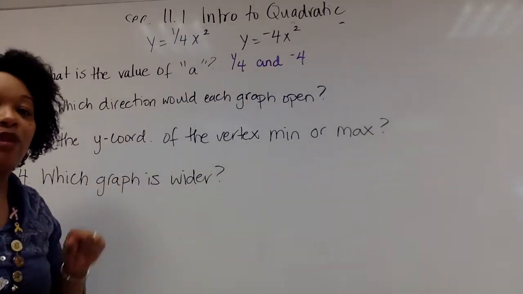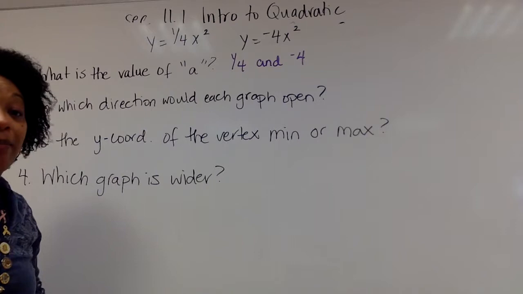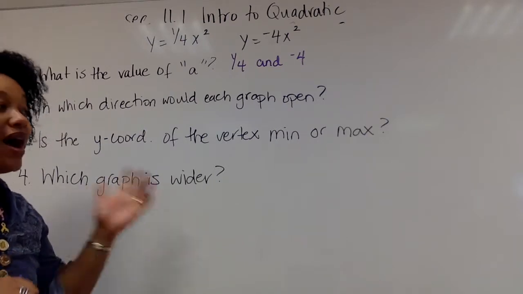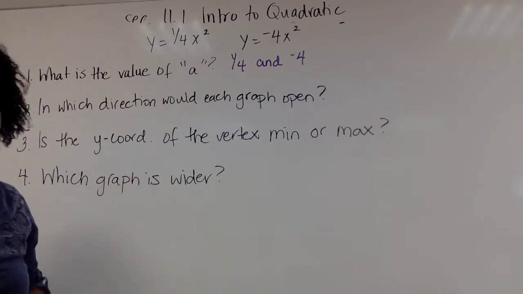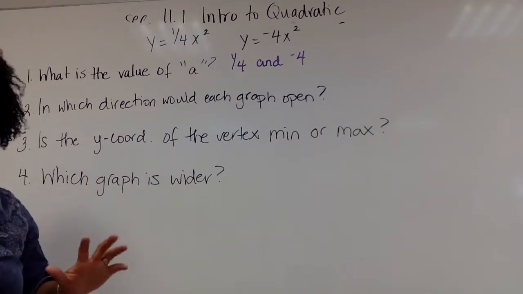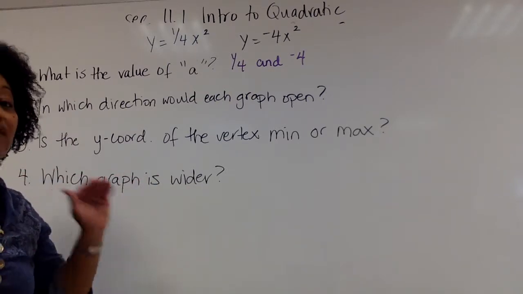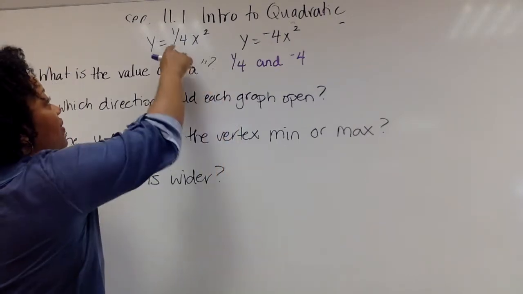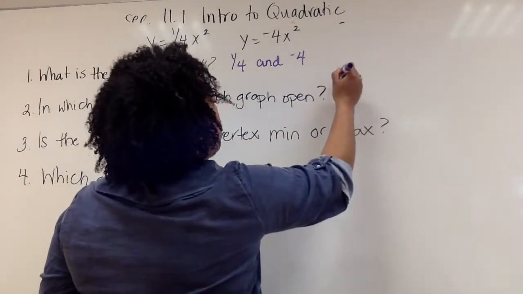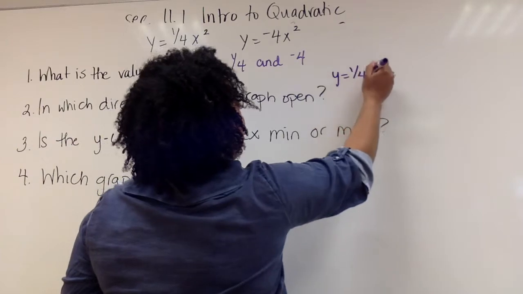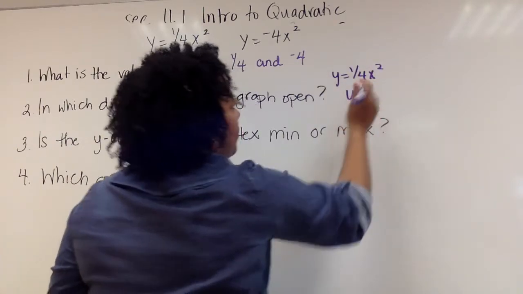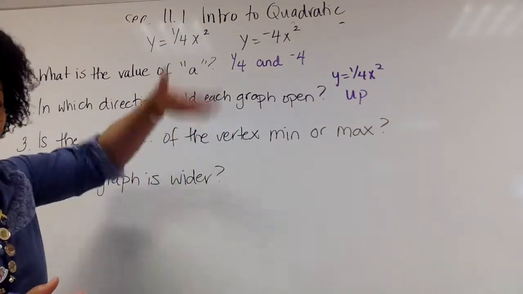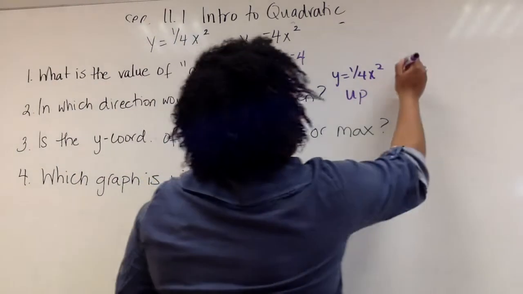Now, number two says, which direction would each graph open? Well, that's determined by the sign. That's what you wrote in the box a few minutes ago. You have a positive number and a negative number. In this case, I don't care what the numbers are. I'm just focusing on the sign. So the first function, because that's a positive number, y equals 1/4 x squared will open up. Right? So I'm just matching those two.